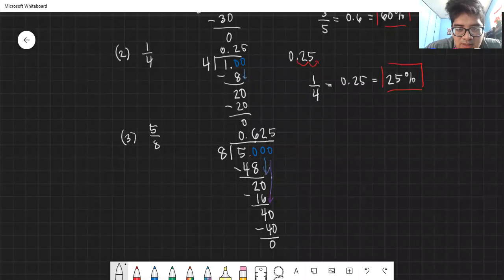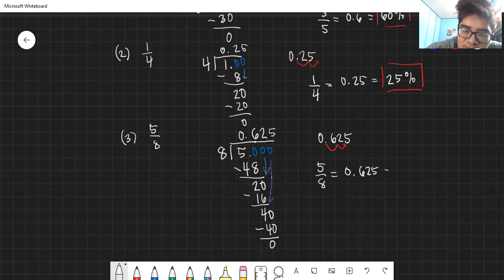This is 0.625. Move the decimal point 2 places to the right. Ano mangyayari? This is 5/8 is just equal to 0.625 and is just equal to 62.5%. Tama? Kasi minove mo yung decimal point into 2 places to the right. Okay, so meron na tayong 3, guys.